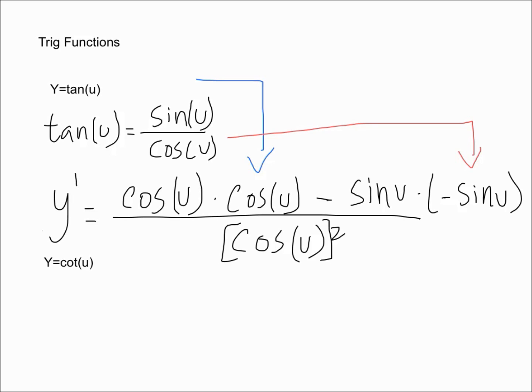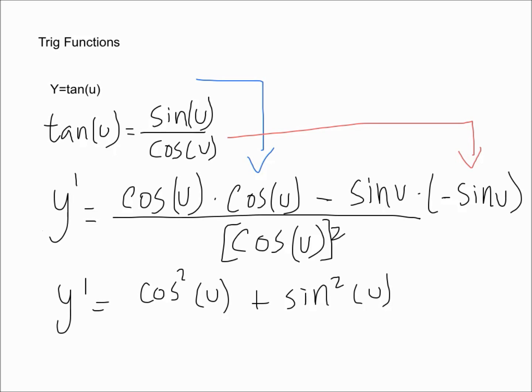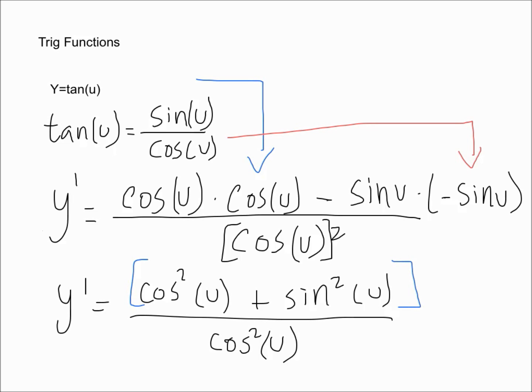And let me erase this. So this would then become y prime is equal to cosine squared of u plus sine squared of u over cosine squared of u, and this part, if you recall the identity, is equal to 1. So the final answer, or the derivative of the tangent of u, is y prime is equal to 1 over cosine squared of u.